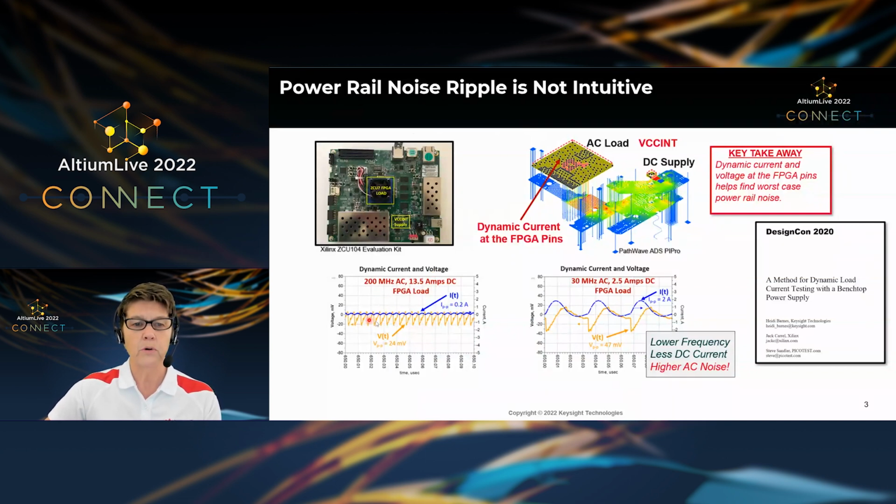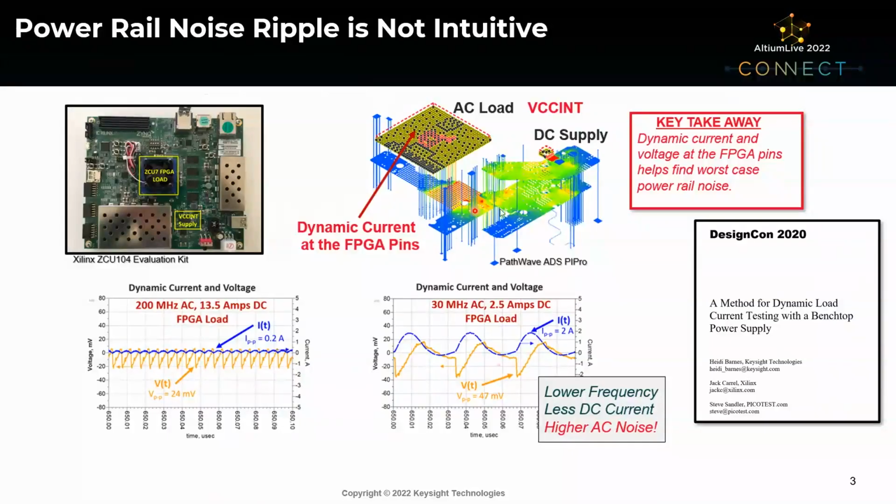And if I looked at the power rail ripple, if I measured it, so we actually took measurements, I saw only 24 millivolts of peak-to-peak ripple. Everything looked good. But when I did my EM analysis and actually looked at this, did the simulations, I noticed that there was an impedance peak at 30 megahertz.